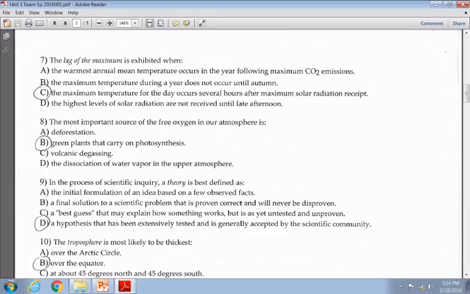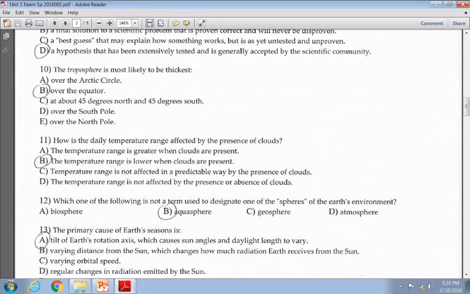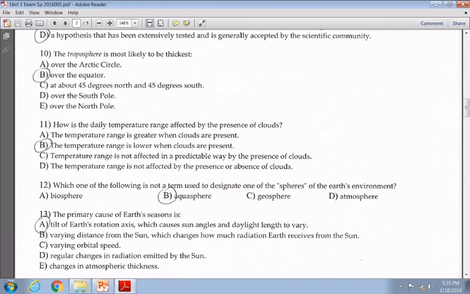8, our oxygen comes from B, photosynthesis, plants doing their thing. Question 9, in the scientific method of theory, the best answer there is D, that it's a hypothesis that's been tested and generally accepted to be true by the scientific community. Question 10, the troposphere is thickest, B over the equator.